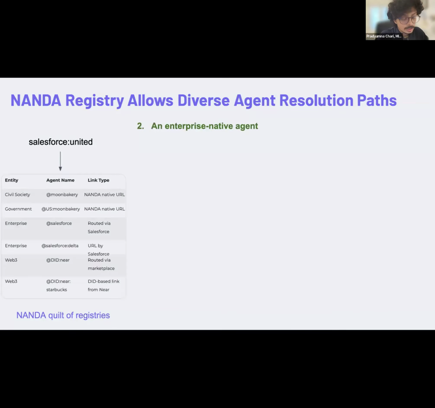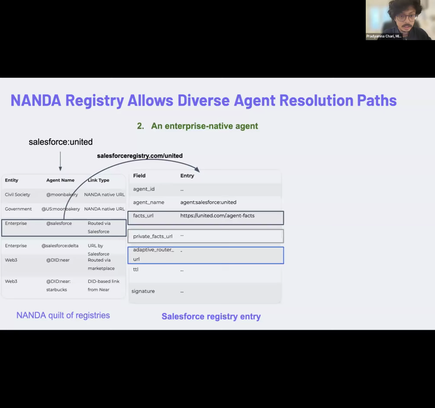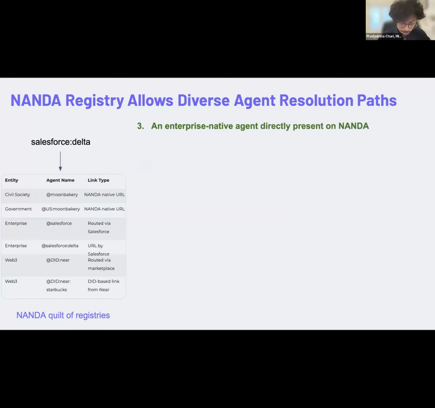These agents are authorized, administered, and exist within the NANDA registry itself. A second type of agent is one that is administered by an enterprise entity but does not directly live on the NANDA registry. In this case, the lookup would go to a registry for that enterprise, such as Salesforce in this case, where the lookup would take place for United's agent. Then the searcher may look up the facts URL, the private facts URL, or the adaptive router URL. But very critically, Salesforce has control over authorizing the agent, administering the agent, and securing the agent.